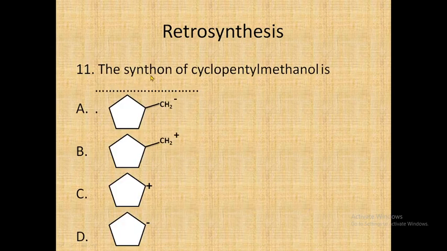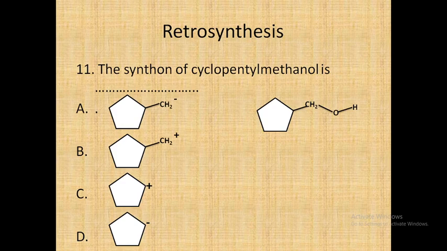Next question, the synthon of cyclopentyl methanol. Cyclopentyl methanol, OL is there, so it's an alcohol, is dash dash. Four options are given there: cyclopentyl methyl carbanion, cyclopentyl methyl carbocation, cyclopentyl carbocation, and cyclopentyl carbanion. Out of those four, which will be the synthon of cyclopentyl methanol? This is the structure of cyclopentyl methanol. So one carbon is there and this group is considered as a substituent on that particular carbon.